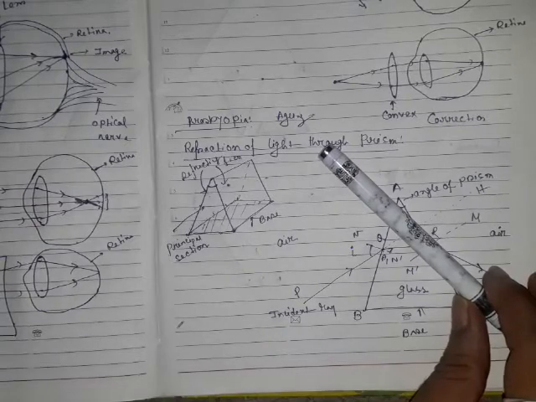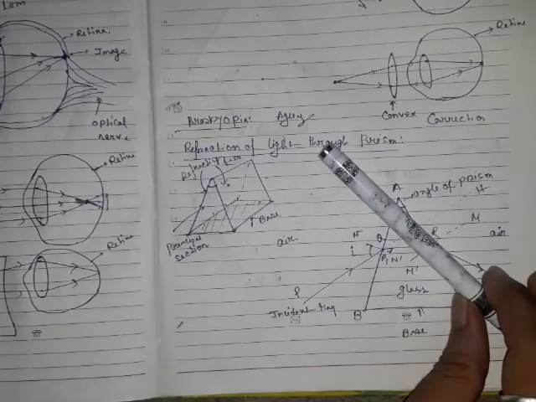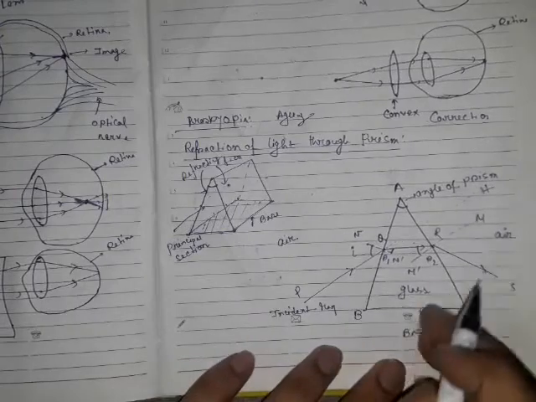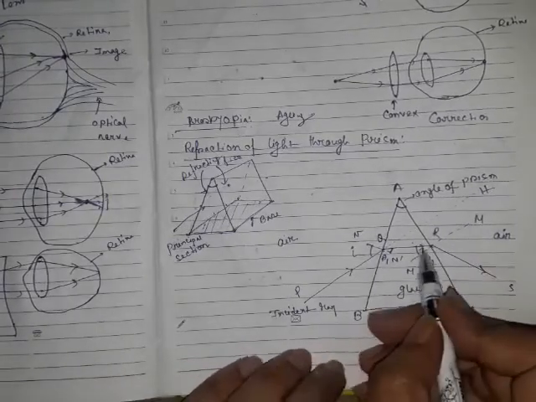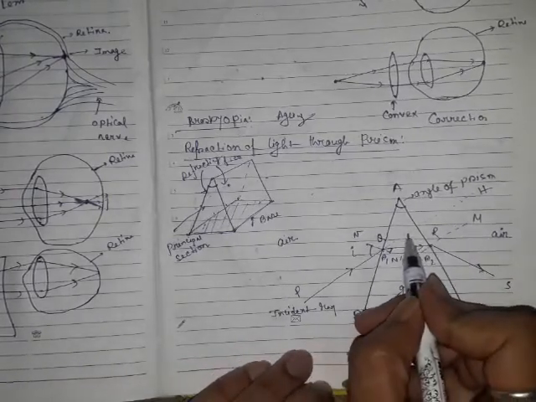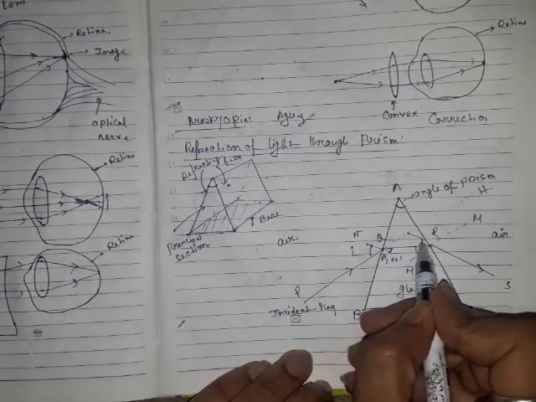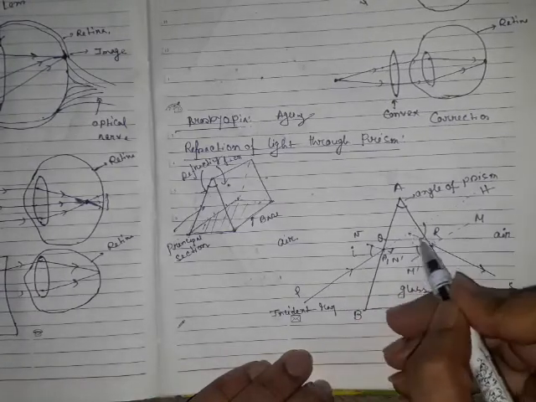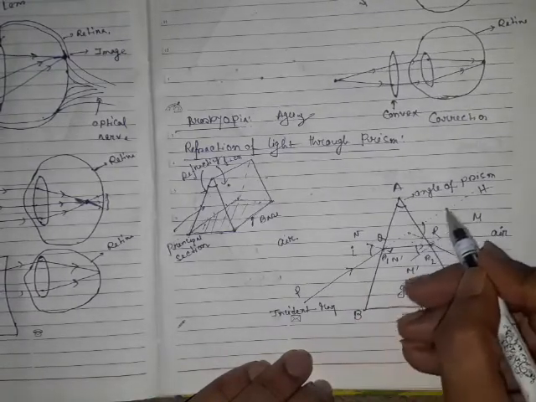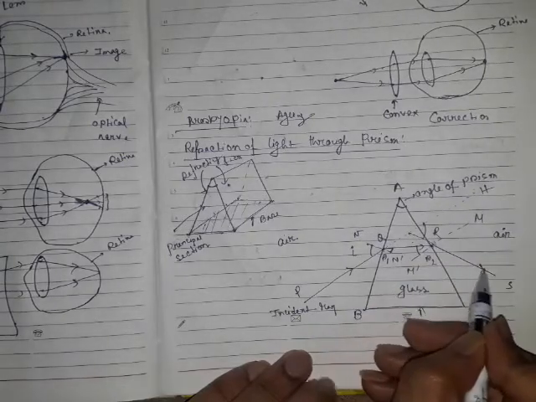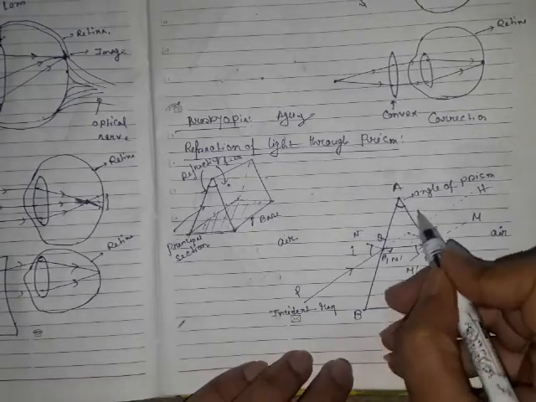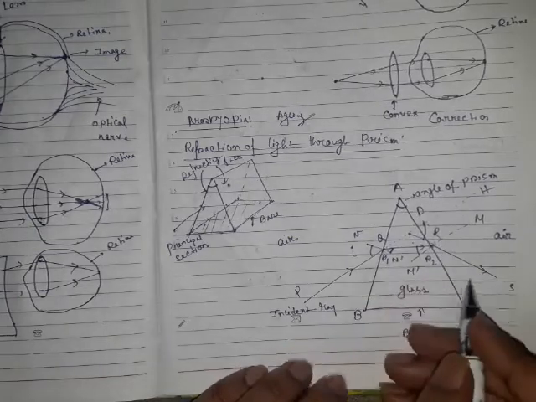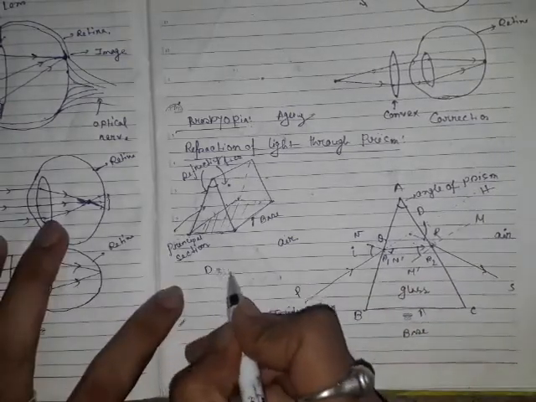That means there is a change in direction of propagation of light, and the total amount of angle that the light has changed its direction is that much. It was going in that direction, now it is going in this direction, so this angle is called angle of deviation D, okay. So D is your angle of deviation.